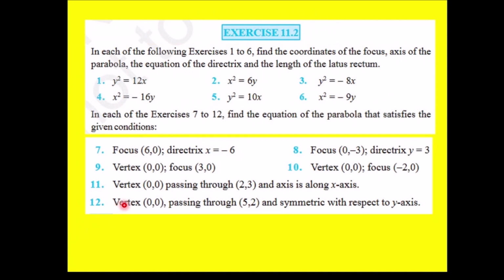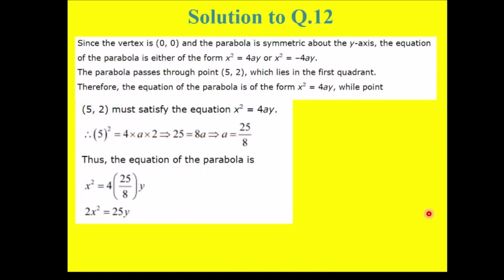Question number 12, vertex (0, 0) passing through the point (5, 2), symmetric with respect to y axis. So, x square equal to 4ay, because it passes through (5, 2), which is in the first quadrant. So, putting the value of (5, 2) in x square equal to 4ay, we get the value of a to be 25 by 8, put it back here, we get the equation of the parabola is 2x square equal to 25y. So, hope you understand all these solutions.